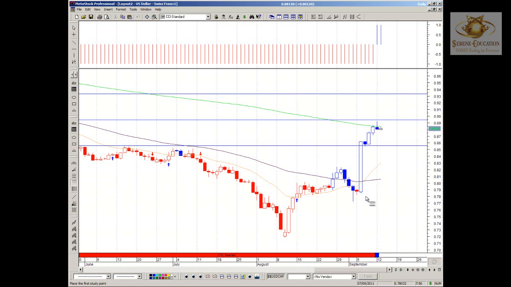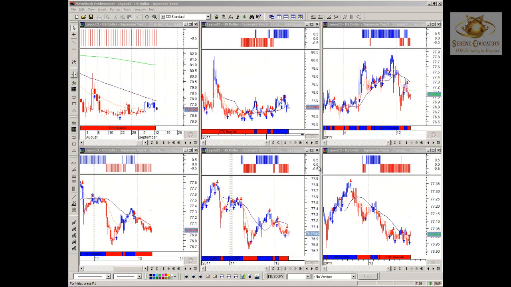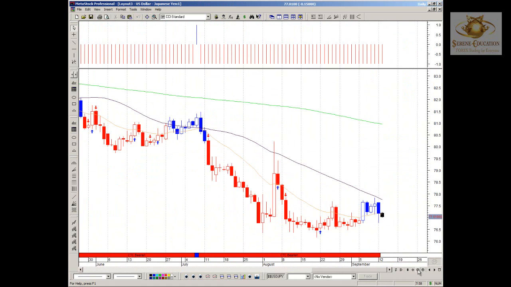So ideally, if we do see that, then we should be looking at potentially pullbacks to 23.6, 38.2, the 50% or 61.8 of that pullback. Last pair of the day is the US dollar against the Japanese yen. Let's have a look at the daily time frame.